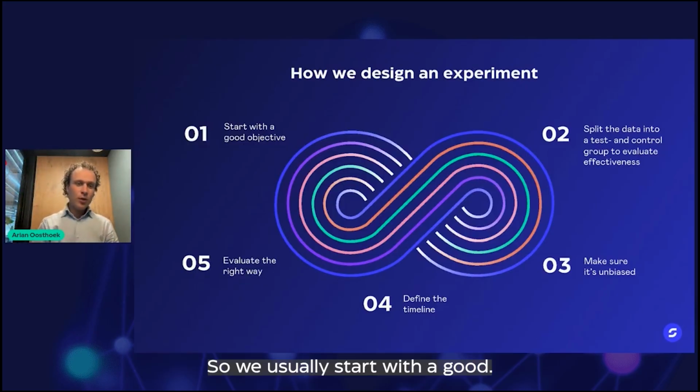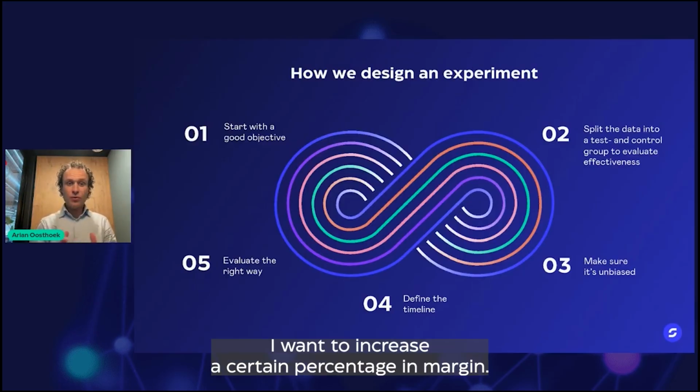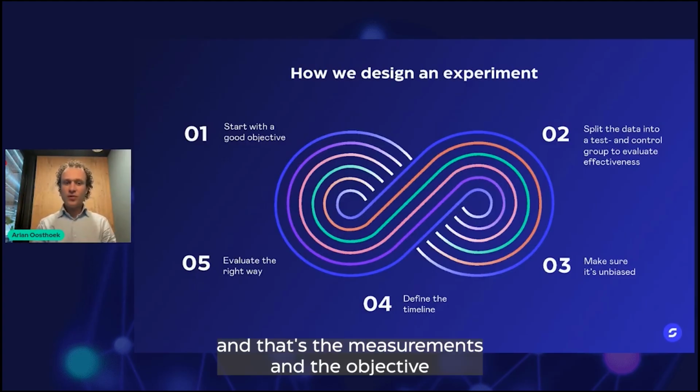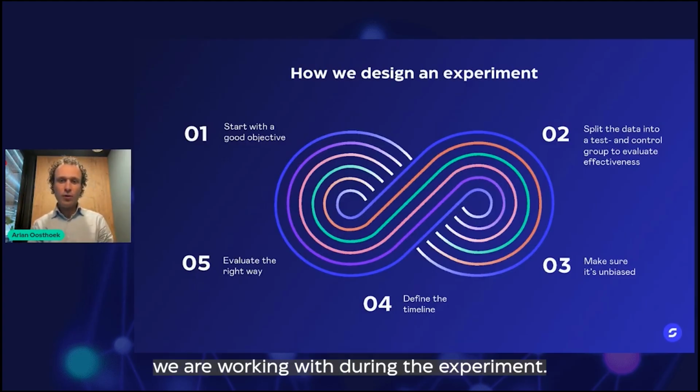So we usually start with a good objective, and that objective is often smart and measurable. So it could be, okay, I want to increase a certain percentage in margin, and that's the measurement and the objective we are working with during the experiment.